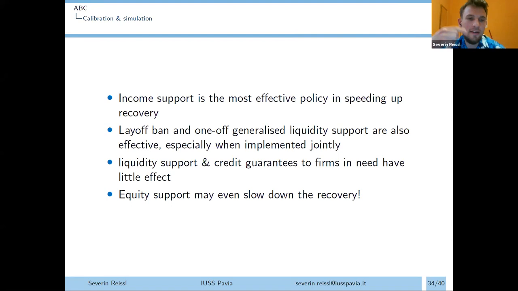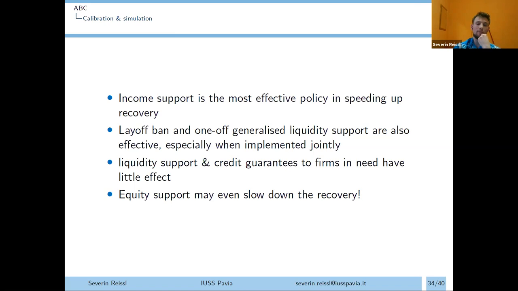On the other hand, the liquidity support policy, which only helps firms in distress, as well as the credit guarantees, have relatively little effect. To begin with, the liquidity injections are relatively small because they only make up the liquidity shortfall of those firms. So they are much smaller than the generalized liquidity injection to firms, but also they only prevent firms from becoming illiquid, but not from becoming bankrupt. And at the same time, they do not incentivize the firms to produce additional output.